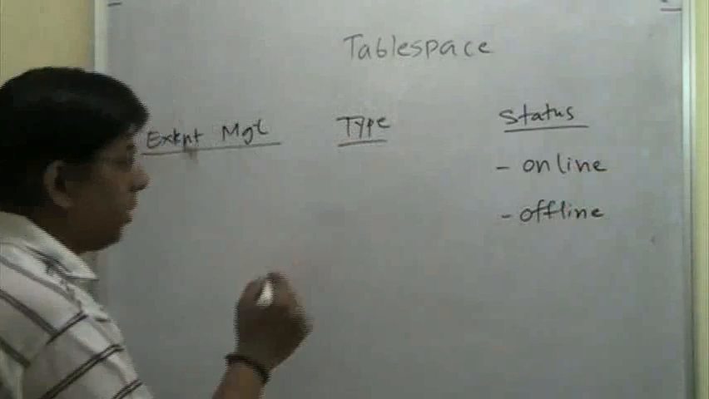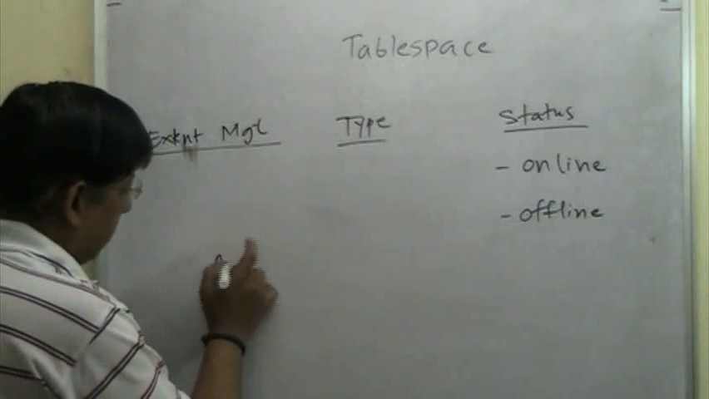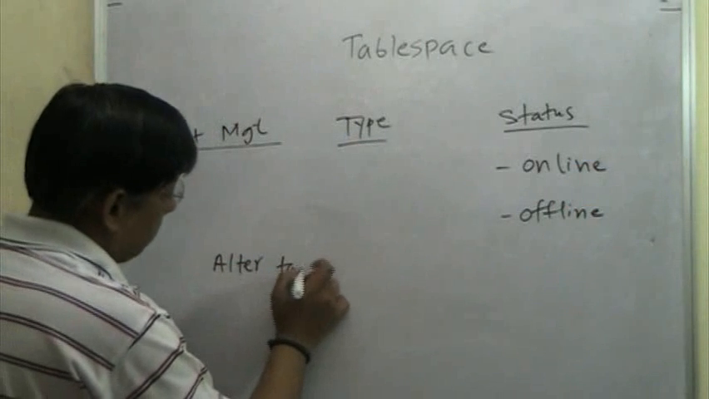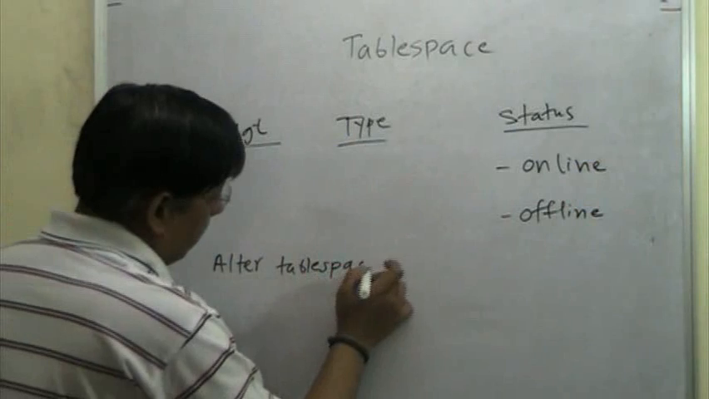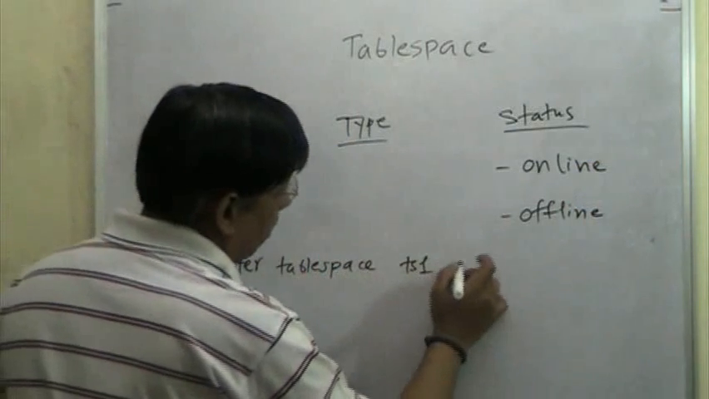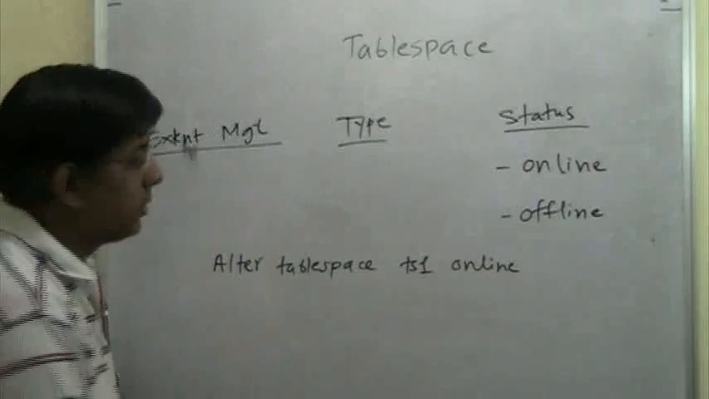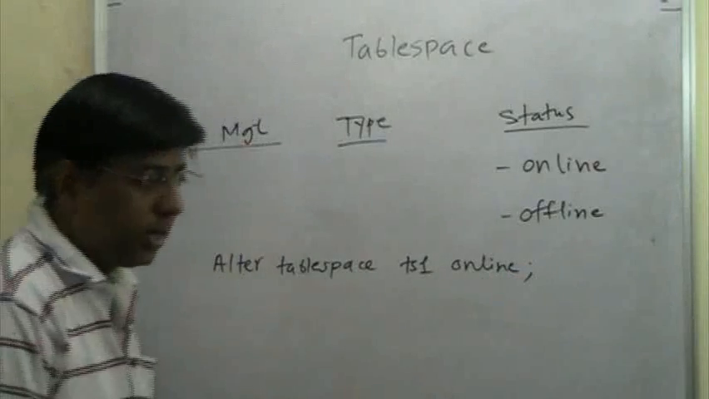How do you take a table space online and offline? The command is again ALTER TABLESPACE, then the name of the table space, let us say TS1, ONLINE, and you can also type the word OFFLINE. So this is a simple command to take the table space online and offline.